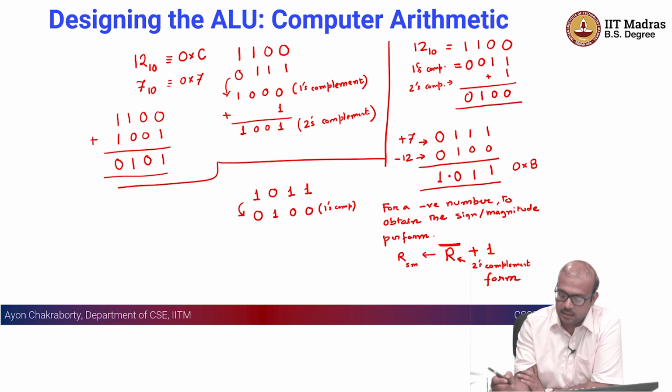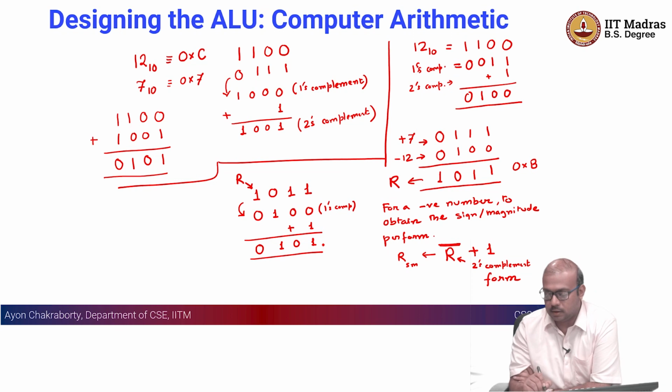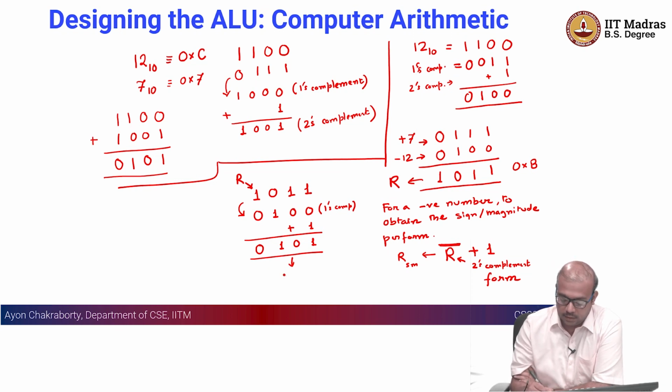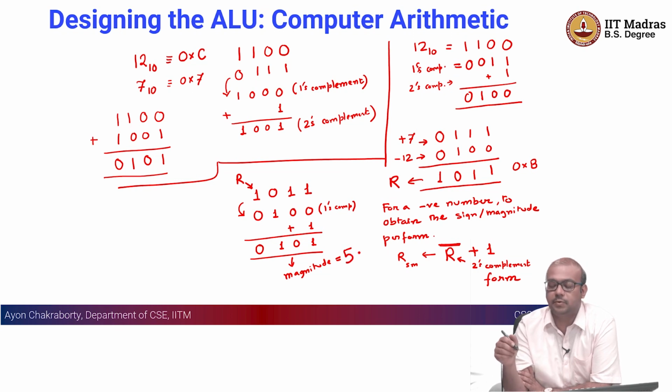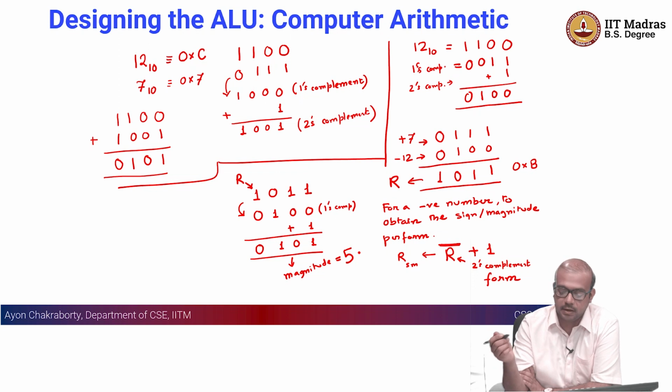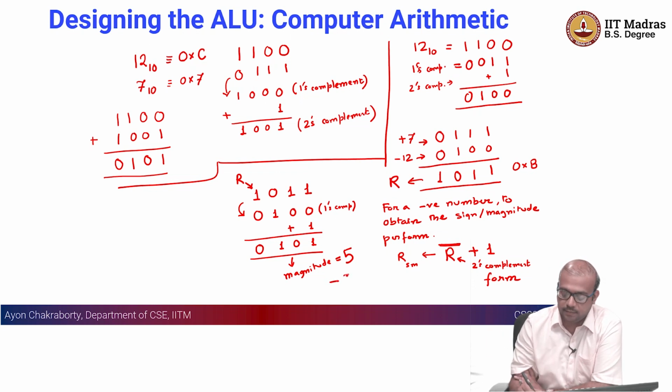Okay. By the way, this is your R, this is your R, and you add 1 to this. Okay. So, this is going to be 0 1 0 1. Here you can understand that the magnitude is equal to 5, and since this was 1 in the most significant bit, this was a negative number. So, that is why it is going to be negative 5.